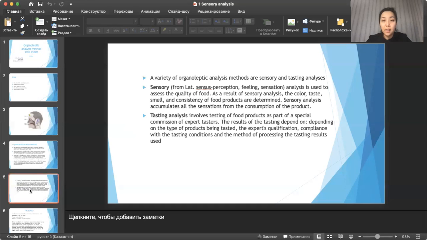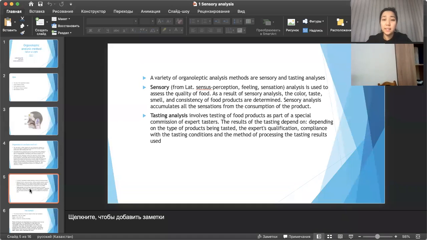Sensory, from the Latin sensus, means perception, feeling, sensation. This analysis is used to assess the quality of food. As a result of the sensory analysis, the color, taste, smell, and consistency of food products are determined, and the sensory analysis accumulates all the sensations from the consumer's consumption of the product. Tasting analysis involves tasting of food products by a special commission of expert tasters.